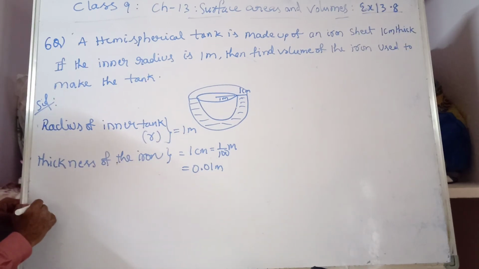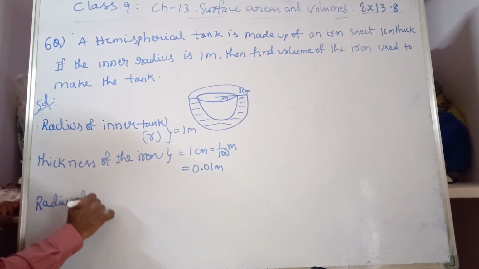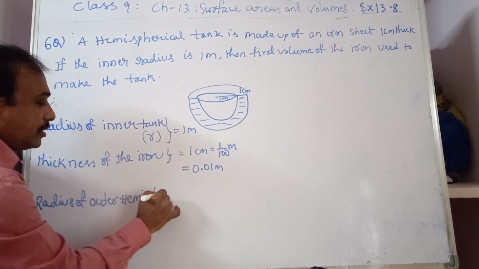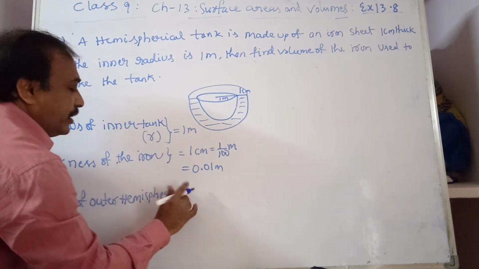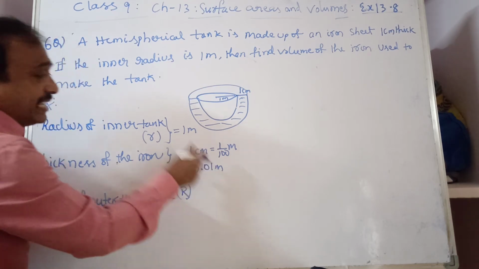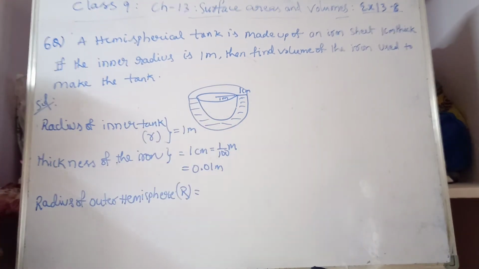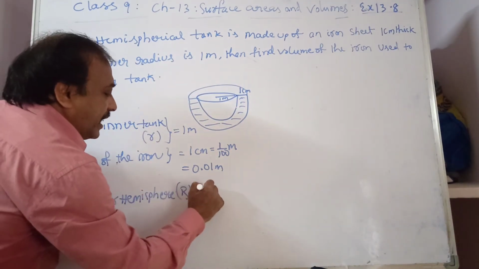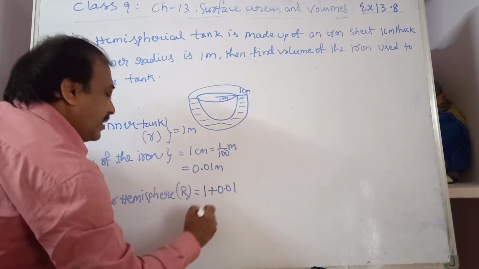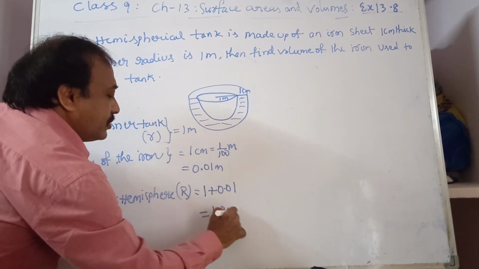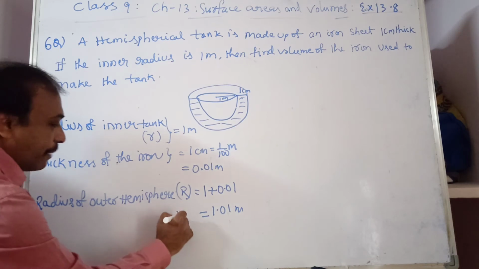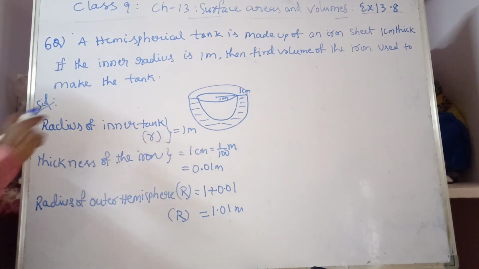Now the radius of the outer hemisphere. We use capital R because it is outside, it is big. So how to get the outer radius? Just now you said, yes, you have to add 1 meter plus the thickness. So 1 plus 0.01 is equal to 1.01 meter. This is capital R, which means the outer radius.